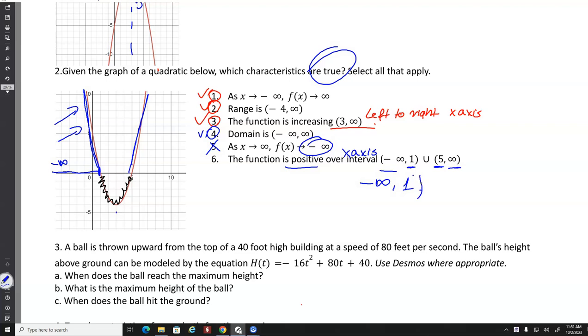And then it starts back up, then they go negative right here, so I'm not going to touch them. And then from this point right here, which is 5, toward positive infinity, they're going to be positive. So this is also a correct answer. All right.